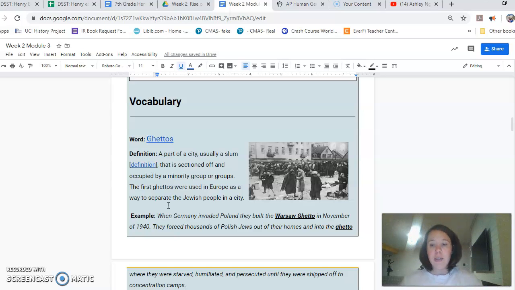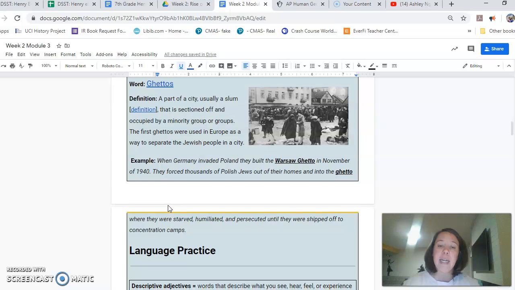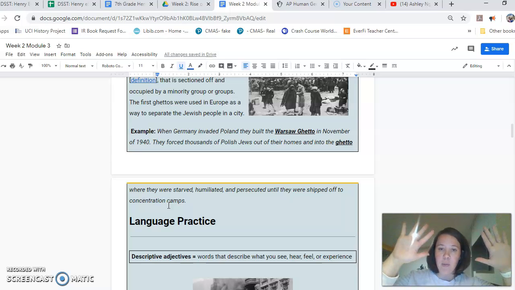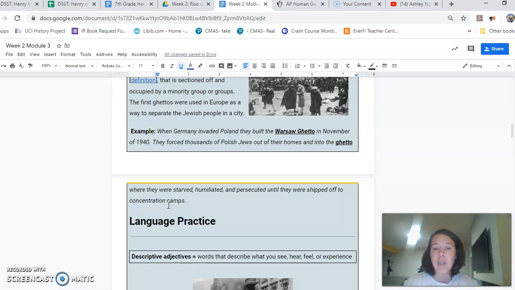But this is definitely like the forced, systematic ghettoization of regions. An example here is when Germany invaded Poland. They built the Warsaw Ghetto in November of 1940. They forced thousands, in fact hundreds of thousands of Polish Jews out of their homes and into ghettos where they were starved, humiliated, and persecuted until they were shipped off to concentration camps. If you think back, we did a gallery walk talking about the Warsaw ghettos, concentration camp locations, extermination camp locations. There was the image of the little boy with his hands up. That also came from the Warsaw Ghetto.